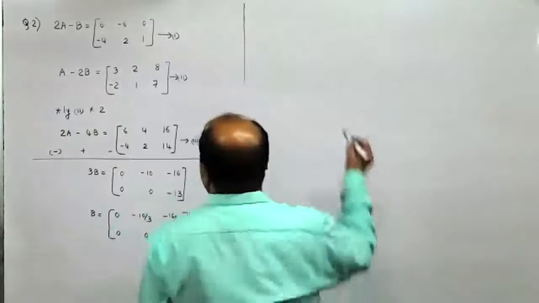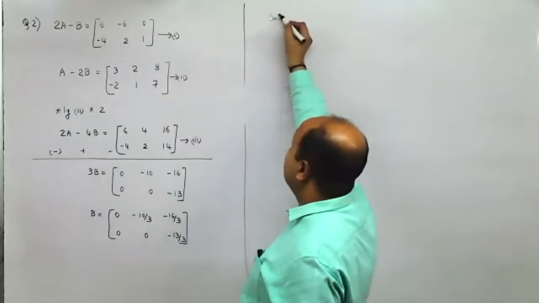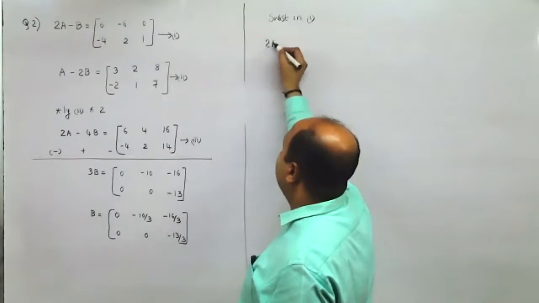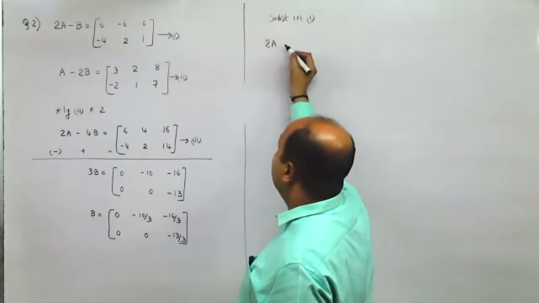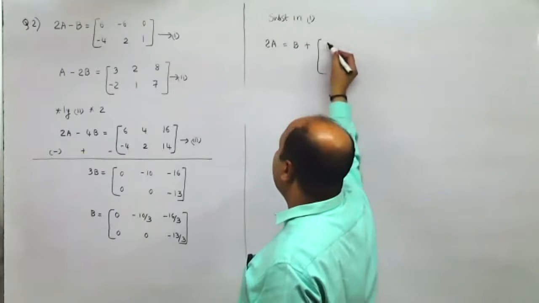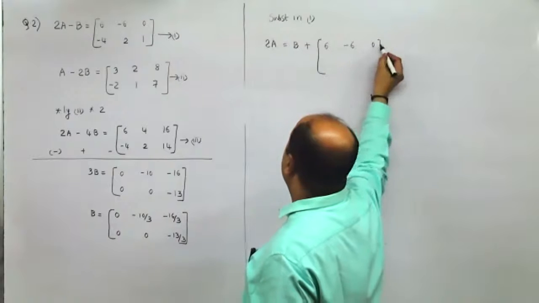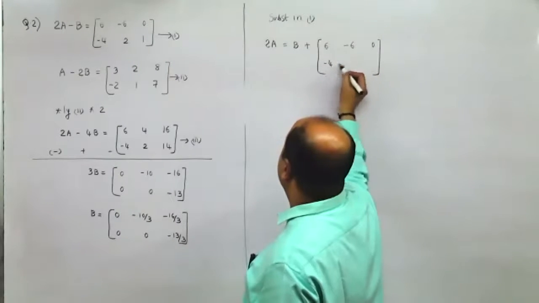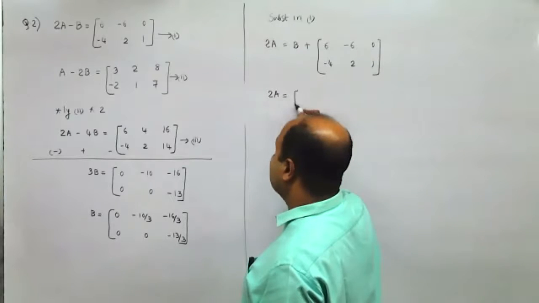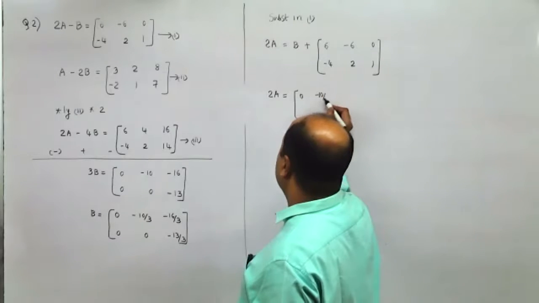Now substitute in 1. 2a minus b equal to this. So I'll say 2a equal to b plus this. And therefore 2a equal to b, which is 0 minus 10 by 3.